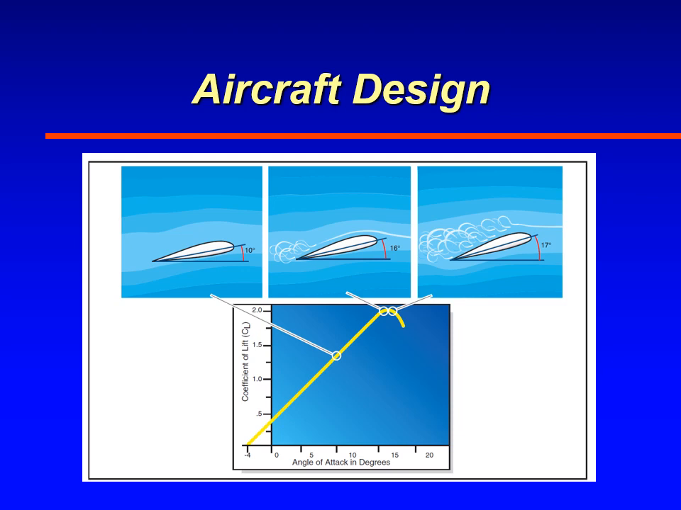So here's a diagram that shows the chord line of the wing and also the relative wind. So that angle you see there is the angle of attack. And you can see as the angle of attack increases, the turbulence over the wing increases, and the lift increases up to the point where it no longer produces lift efficiently. You get lots of turbulence, and we have stall.